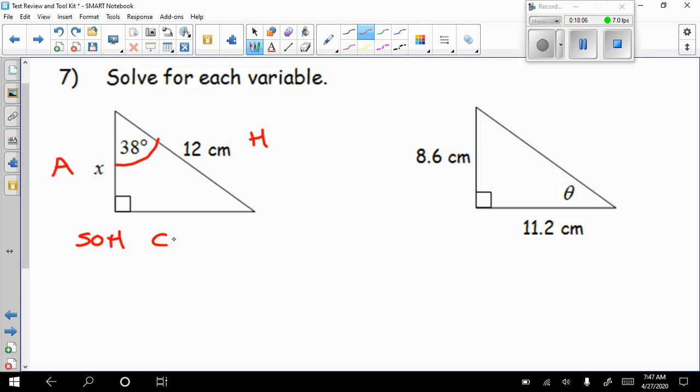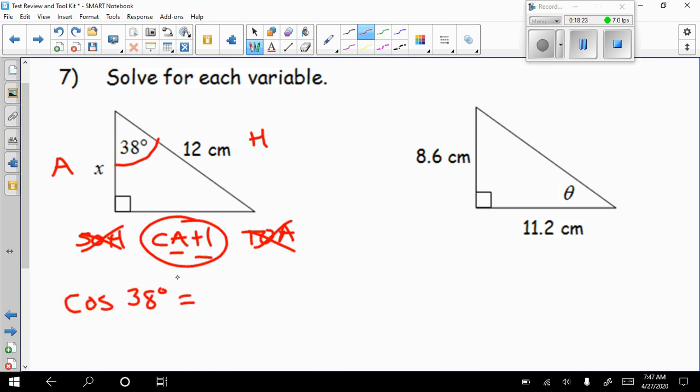And so when those are the two involved, when I see A and H, I see SOHCAHTOA. I kind of go, well, look, there's the A and the H. So clearly I'm going to focus in on cos. I don't need sine or tan. So watch what I'm going to write. I'm going to write cos of 38 is adjacent, which is my unknown, so it's x, over the hypotenuse, which is 12.